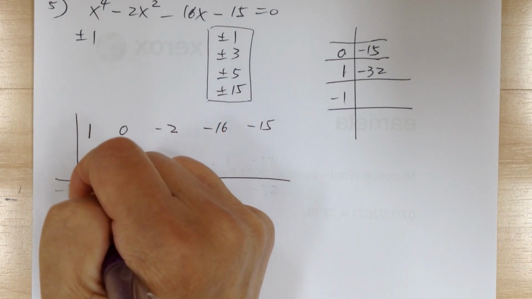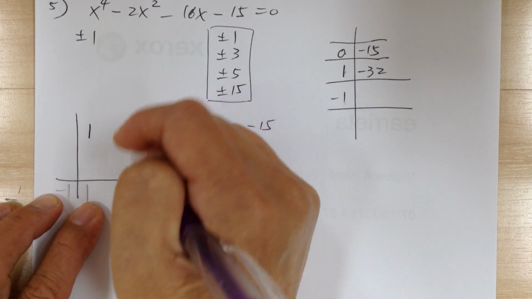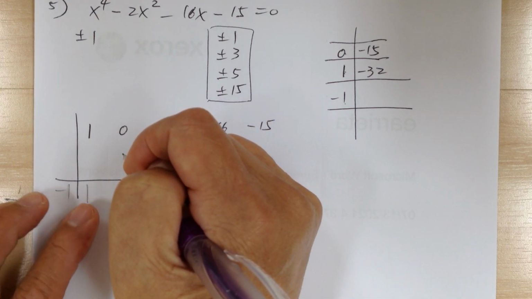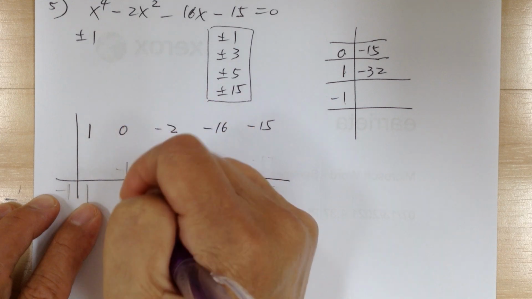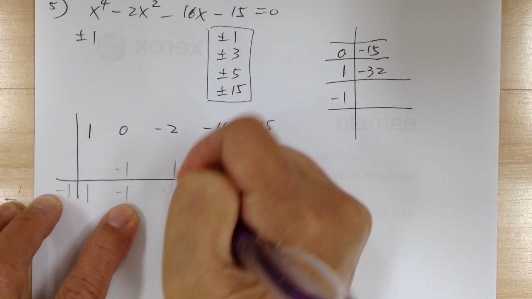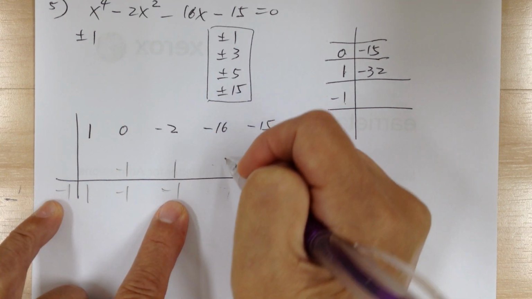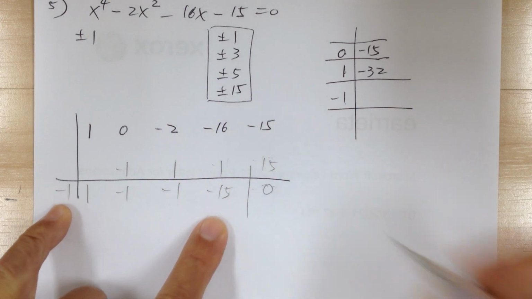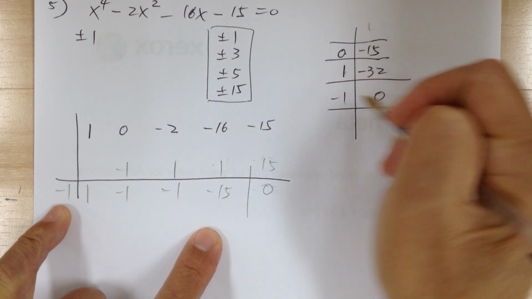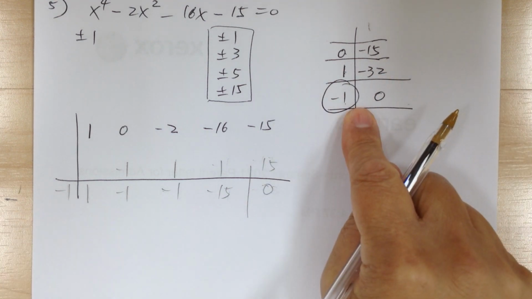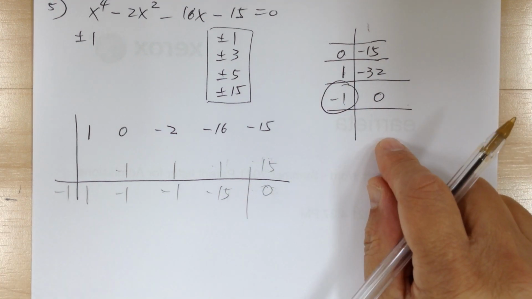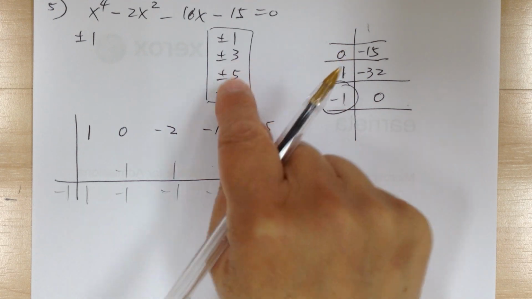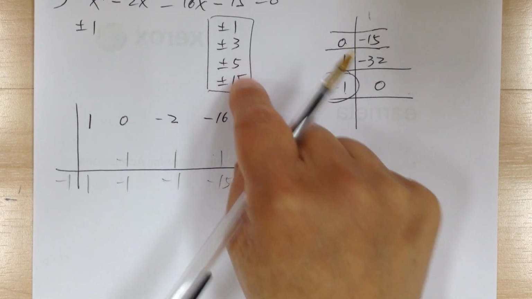So you drop, you multiply your negative 1, add, multiply, add, multiply, add, multiply, add. Okay, so this one I get 0. So this is good. This is one answer already. But once you do that, don't go back to the list again.